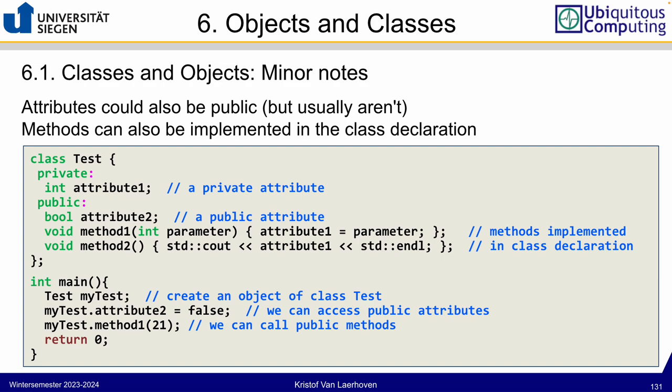I would say try not to do this. Whenever we are declaring a class, make sure that the attributes are all private and that most of the member methods, so the functions that belong to that class, are public so that people can use the functions. That is the general case how people tend to use this.